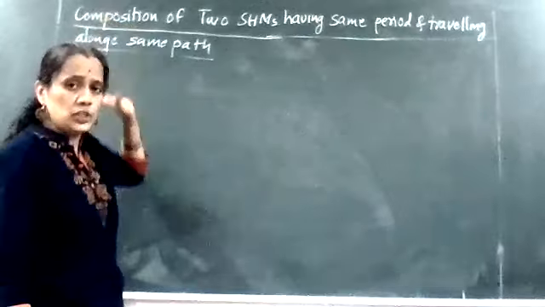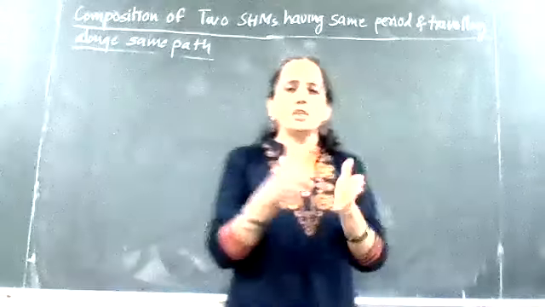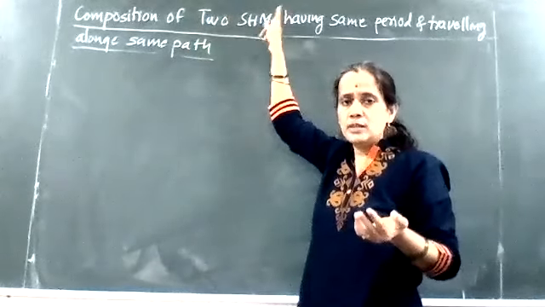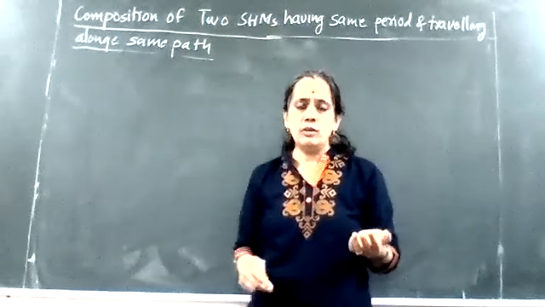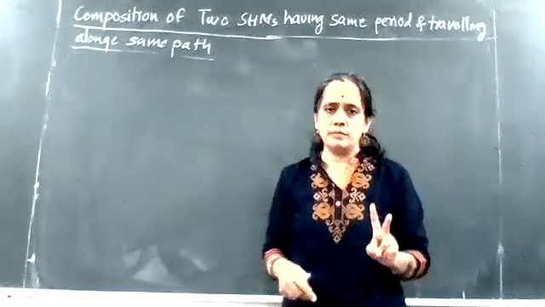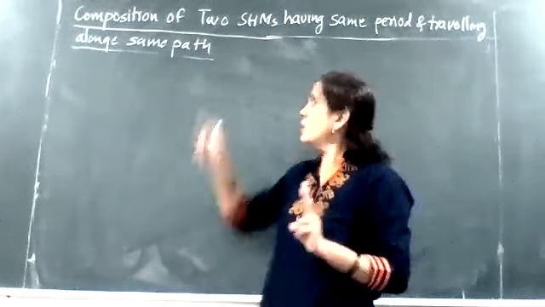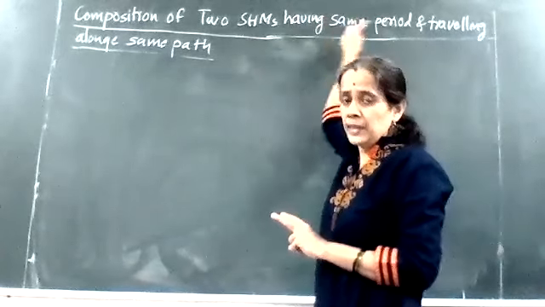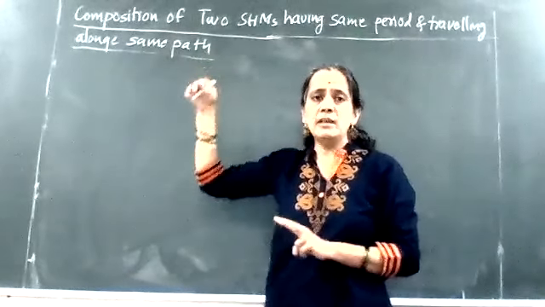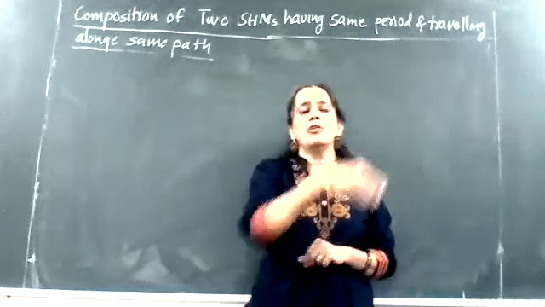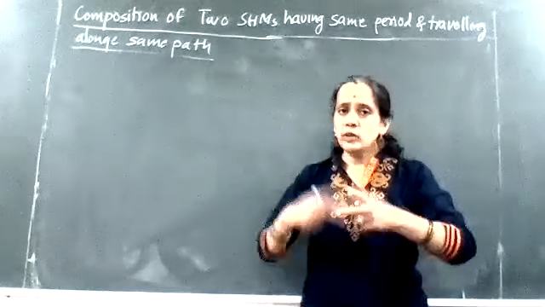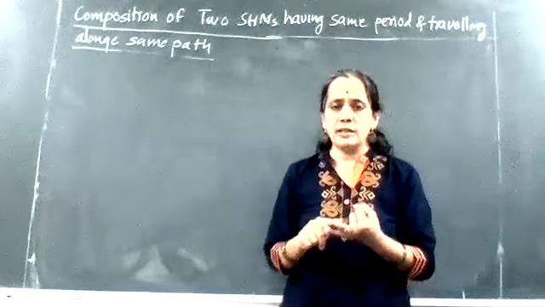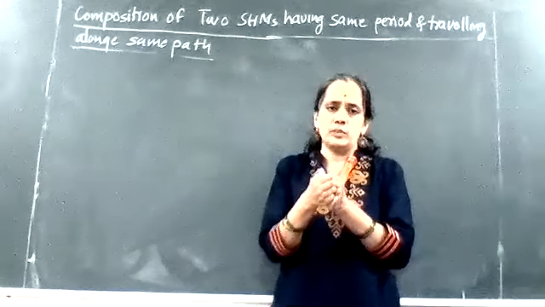Now, the first word is composition. Composition means combination of what? Of two SHM. SHM is what? Simple harmonic motion. So now, I am going to consider two SHM equations having the same period, means the time interval capital T will remain the same, and they will be traveling along the same path. Here I am going to consider both the SHMs traveling along the x-axis. So I am going to write two equations of SHM having the same period, traveling along the same path, and then I am going to do the composition of those two SHM.